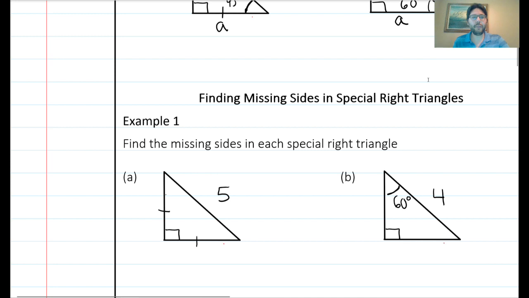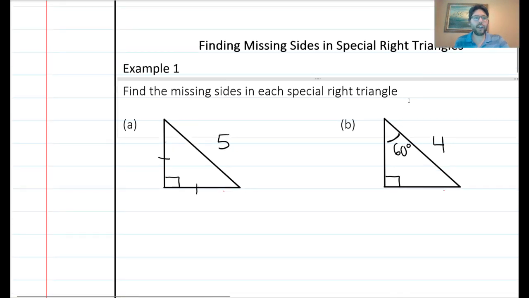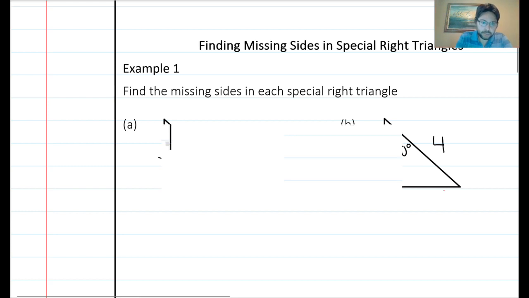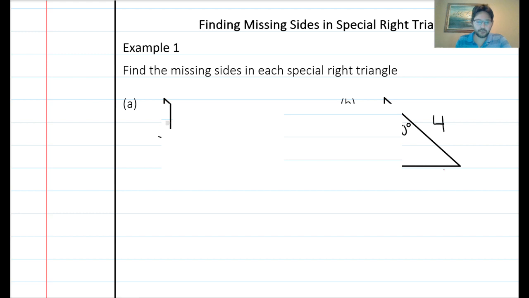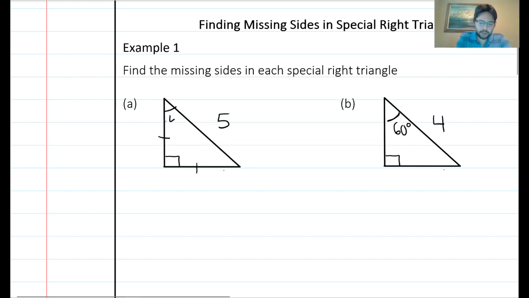Looking at this first example, part A, notice that the two sides are identical. Since the two sides are identical, this is a 45, 45, 90 triangle, and you can tell this right off the bat. Apologize for that hiccup there. So you have 45, 45, 90. Now we know that the side lengths are the same, so I'm going to call them A. We need to find out what A is.